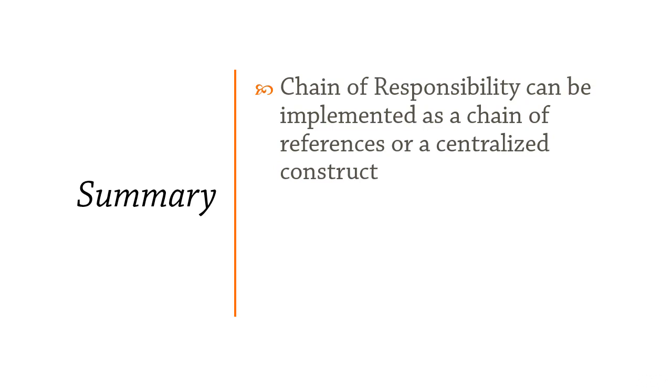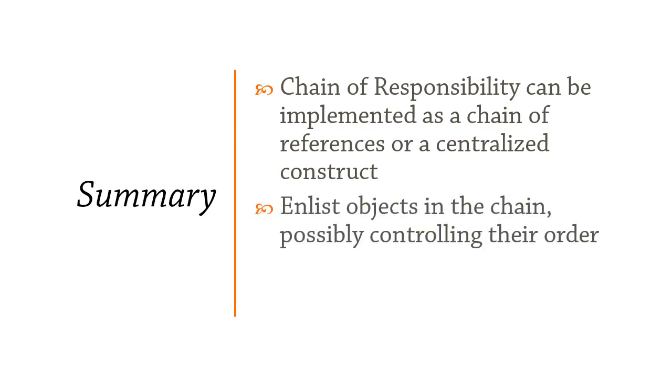So you can have a single place where you have a list or a linked list or something to that effect. And that is where all the parts of the chain of responsibility can be kept, meaning all the processes, all the actual components which can handle a particular event. So what you do with the chain of responsibility is you enlist objects in the chain. So you essentially add them to the chain. And strictly speaking, you can control their order as well.